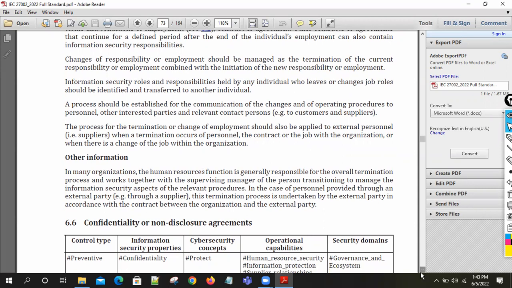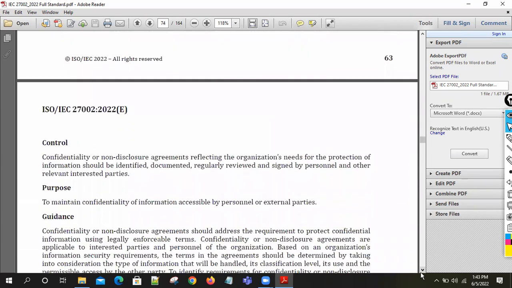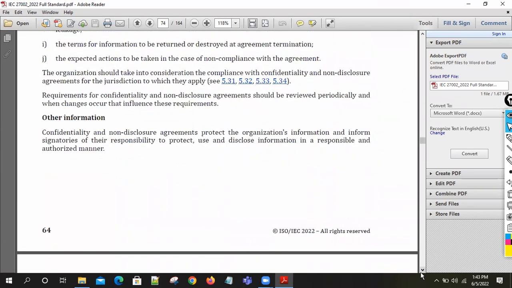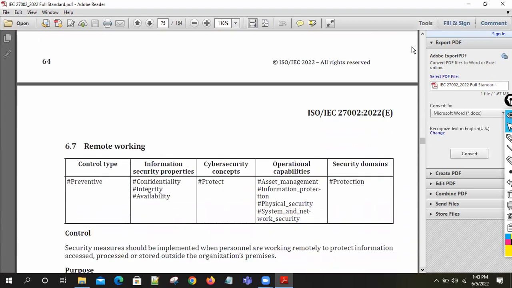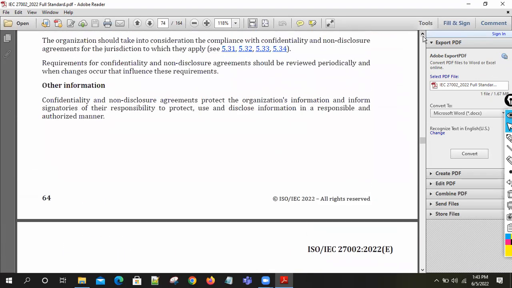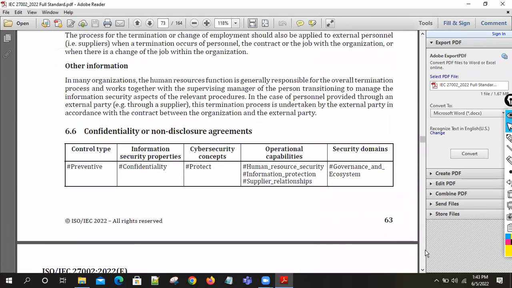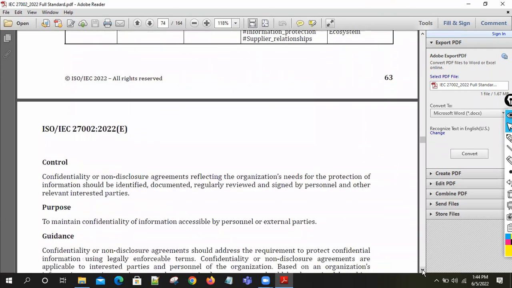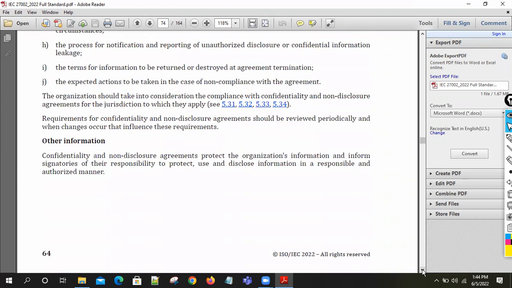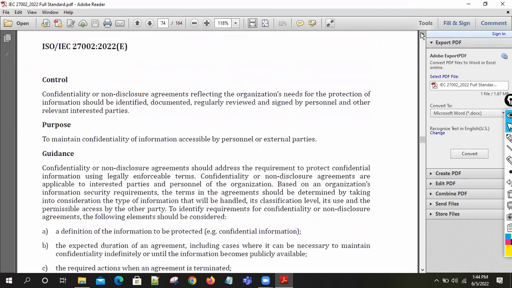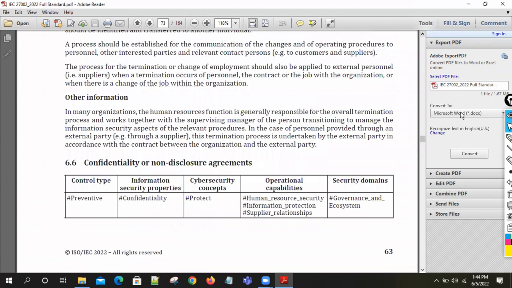Now 6.6, the last one, is related to confidentiality or the non-disclosure agreement. You need to sign a non-disclosure agreement with your employees, and not only employees, your partners and your vendors also need to sign this non-disclosure agreement. So you need to have a proper process within the organization for the signing of this NDA. This is a preventive control, or a protect control.